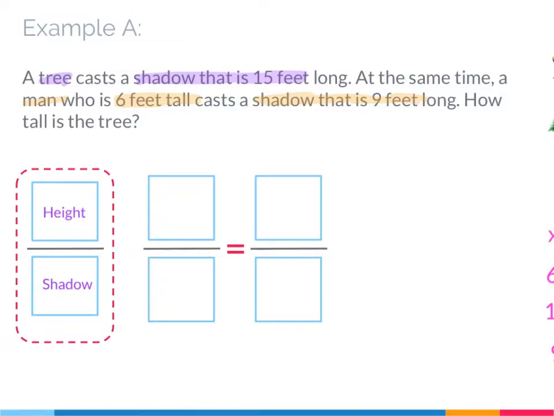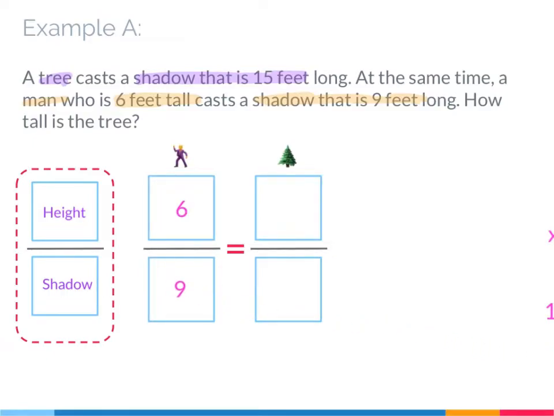Again, I want to make sure that I have the man on one side of my proportion and the tree on the other. It doesn't matter which is which. So I'm going to put the man on the left-hand side and the tree on the right-hand side. You don't have to write these things all out, but it might be important information for you to have down. First off, I have to figure out the height of the man. Do I know the height of the man? I do. It told me that he is 6 feet tall, so I'm going to put a 6 underneath the height of the man. Then it tells me that he casts his shadow 9 feet long. So under shadow and under the man, I'm going to have 9.